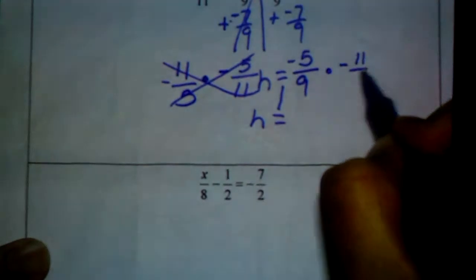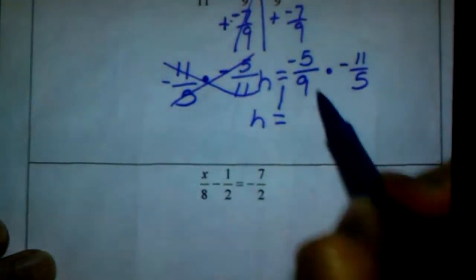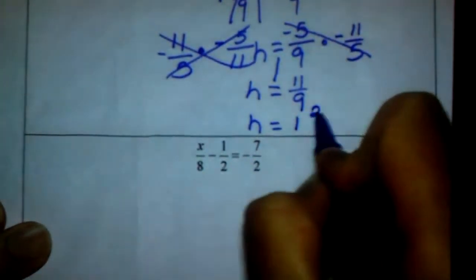1h, or just plain old h. I'm going to do the same thing over here and multiply by a negative 11/5. You might notice that we have a negative times a negative is a positive. I have these 5s that can cancel each other out. I end up with 11/9. It's improper, inappropriate. 11/9, 9 goes into 11 one time with 2 left over. 1 2/9.